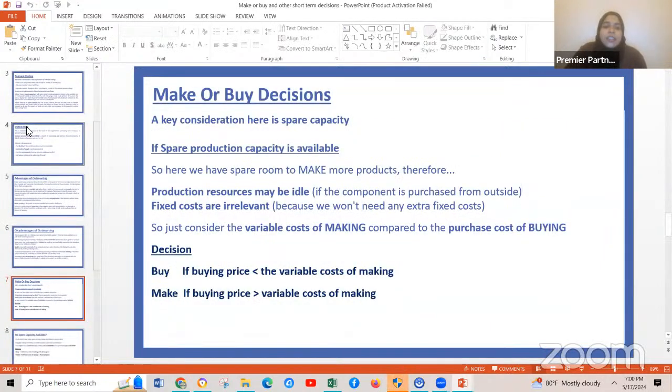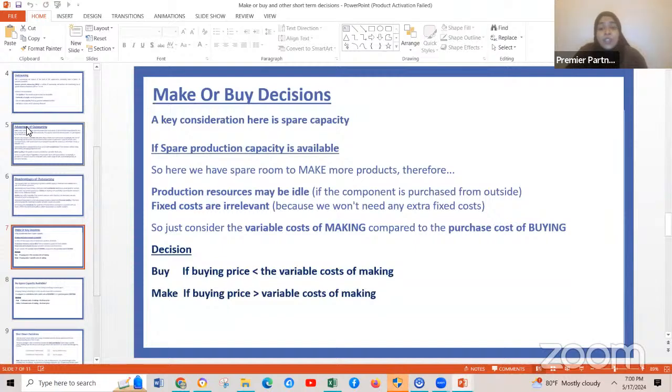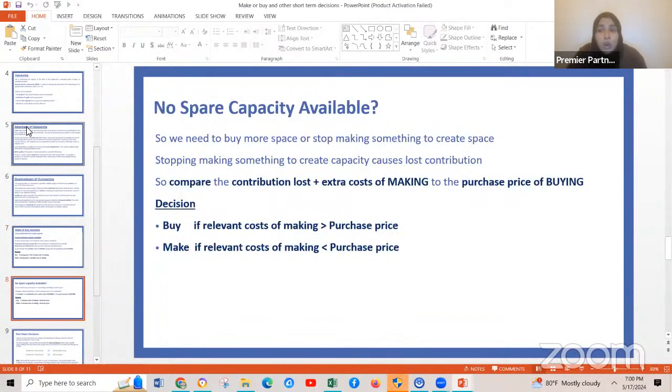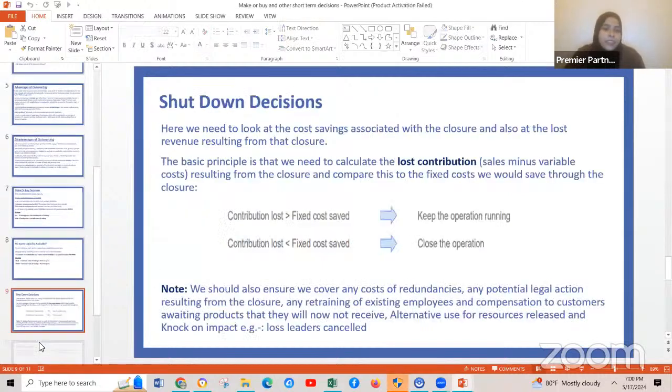Then they can ask, you have to first say, do you have spare capacity? If you have spare capacity, you just compare the variable cost of making with the buying price. If you don't have spare capacity, that means you have to take the contribution lost as well, because in order to make this, you will have to stop something else. Then compare the extra cost of making with the buying price.